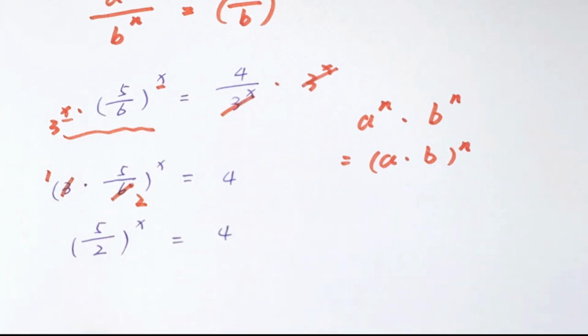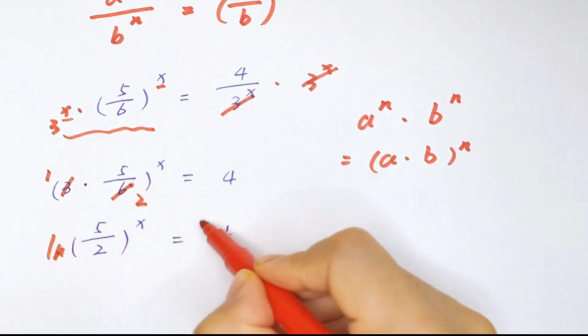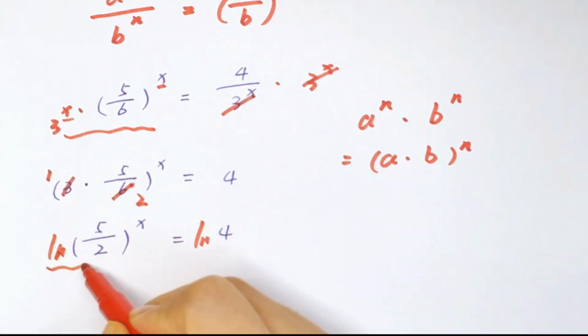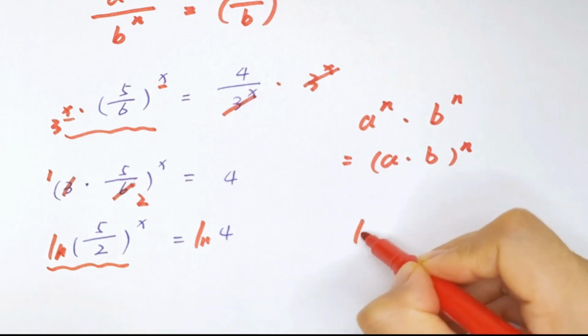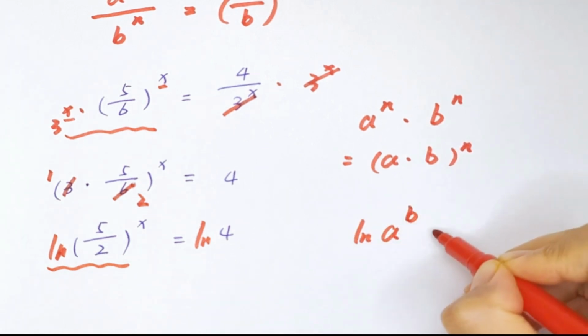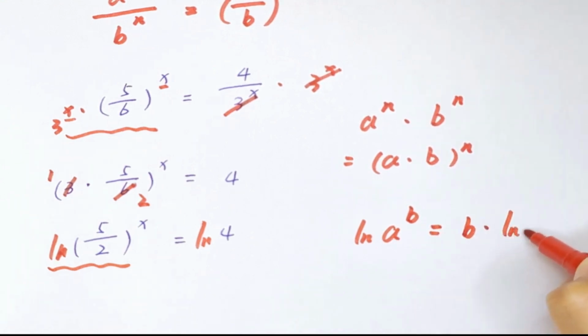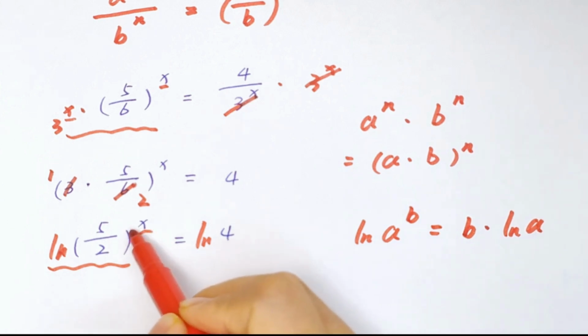Now we apply the ln rule in both sides. In this part, ln a to the power of b equals b times ln a. So we change the position.